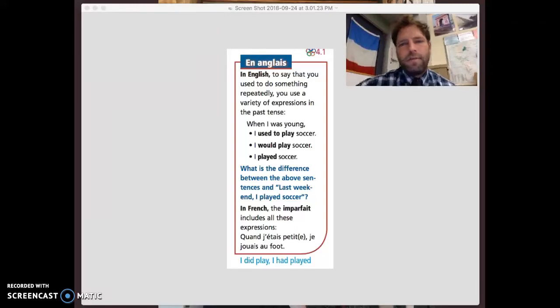Bonjour classe. Today we'll be discussing the imparfait and then when to use the imparfait versus the passé composé. Both are verb tenses used in describing actions or events in the past.